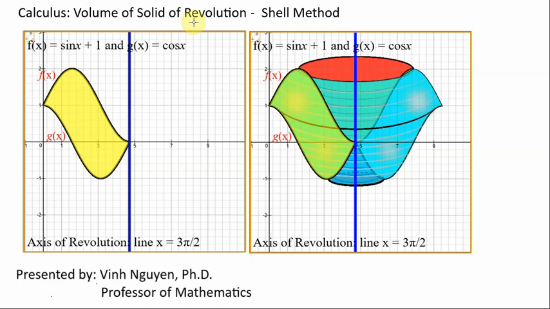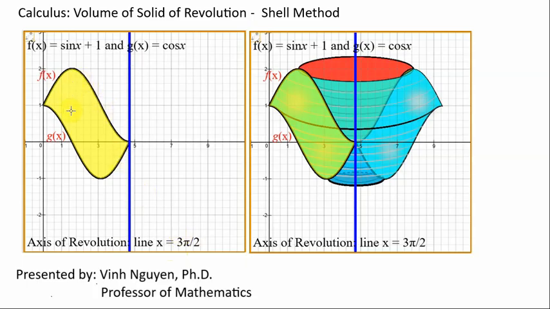This video is on solid of revolution, volume of solid of revolution, and the shell method. Here I have this yellow region. It's bounded above by the graph of sine of x plus 1. It's bounded below by the graph of cosine of x. And this is the line x equal to 3 pi over 2.